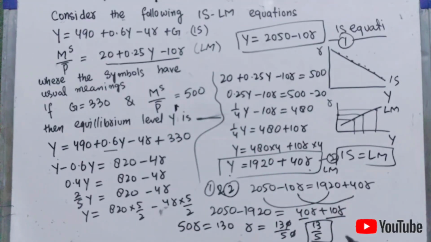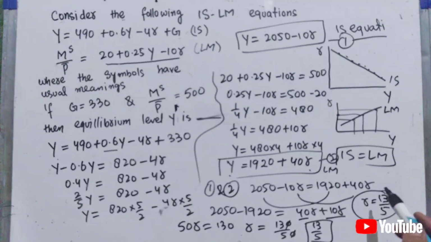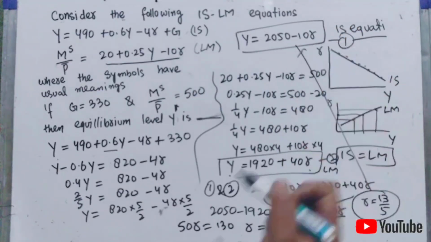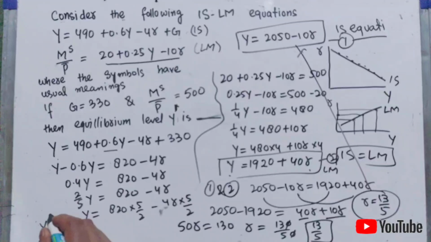We plug the value of R equal to 13/5 into either the IS or LM equation. So let us put it into the IS equation. That means our Y will be equal to 2050 minus 10 times 13/5.